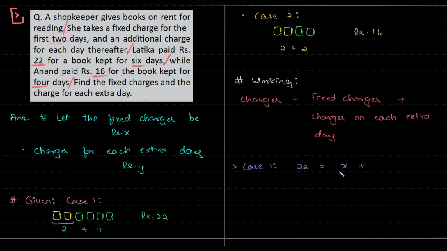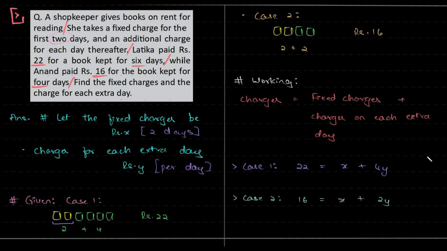By default, the first day itself, she will charge you amount X. So this is not to be touched. But this is 4Y, Y per day. See, this is charges for each extra day. This is for 2 days, and this is per day. Please understand the difference. That's why you have to multiply with 4Y. And we have case 2. So this would be 16 is equal to X plus 2Y. It's a simple set of equations.